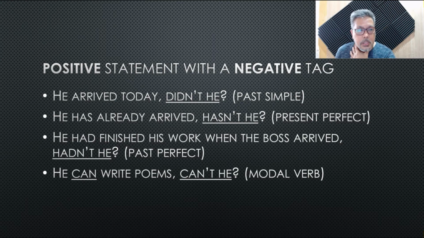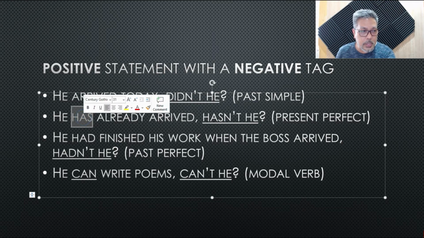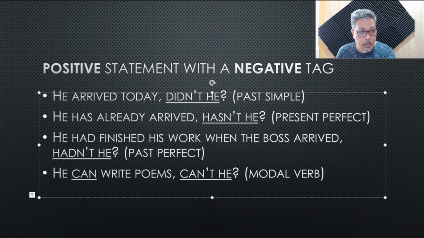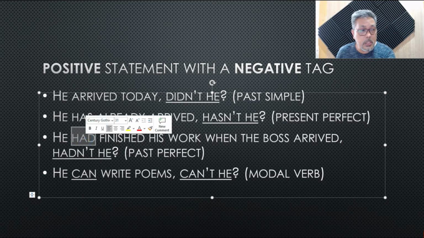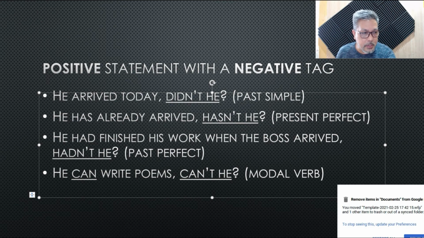What if it's a present perfect tense? So he has already arrived. So what you do is you look for the auxiliary verb, which is has, and then form the negative of has, which is hasn't, and then copy the subject. Okay? So hasn't he? He has already arrived, hasn't he? Past perfect, same thing. He had finished his work when the boss arrived. So your verb here is had finished, but your auxiliary is had. You form the negative of had, which is hadn't, and then just copy the subject he. He had finished his work when the boss arrived, hadn't he?